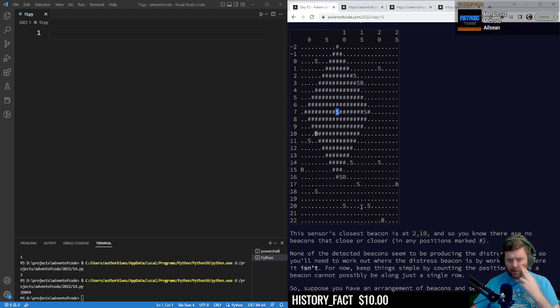None of the detected beacons seem to be producing the distress signal. So you'll need to work out where the distress beacon is by working out where it isn't. For now, keep things simple by counting the positions where a beacon cannot possibly be along just a single row.